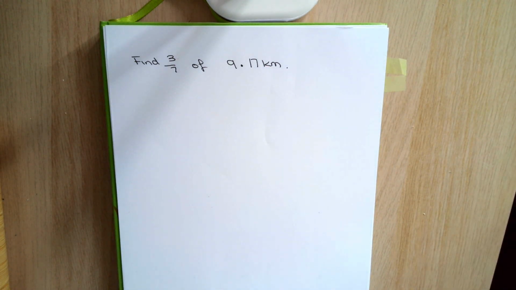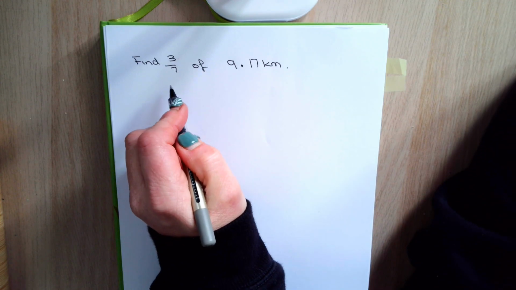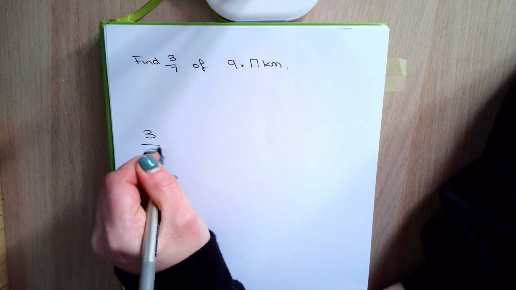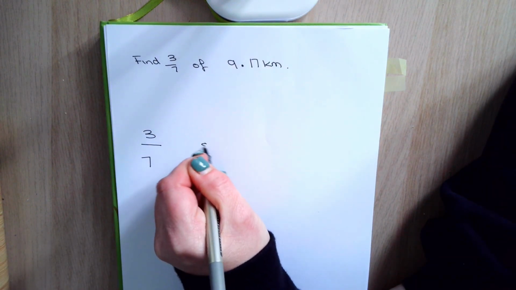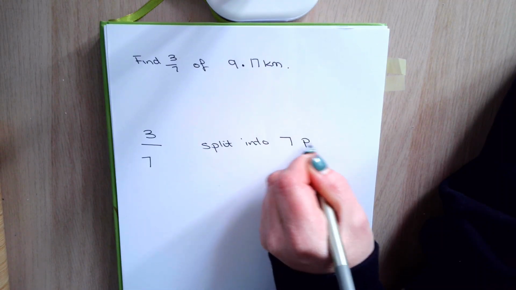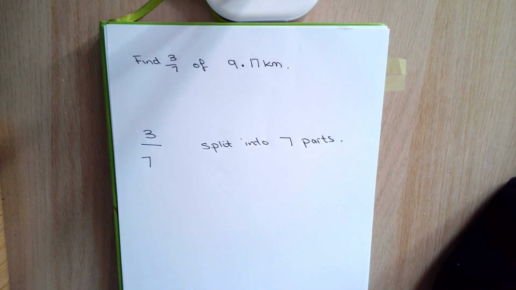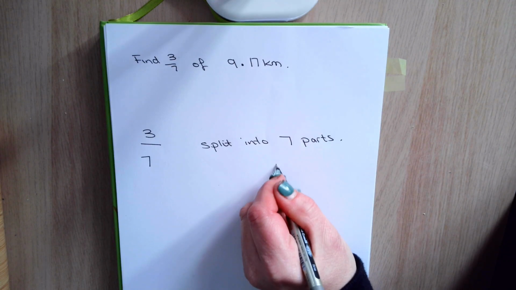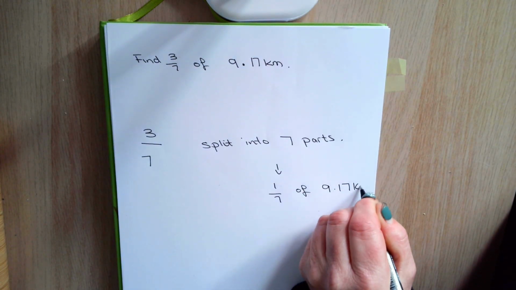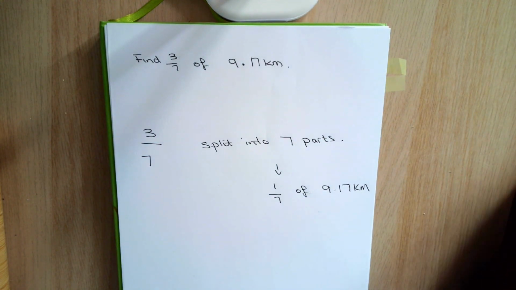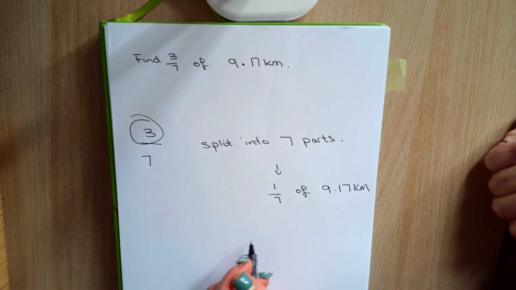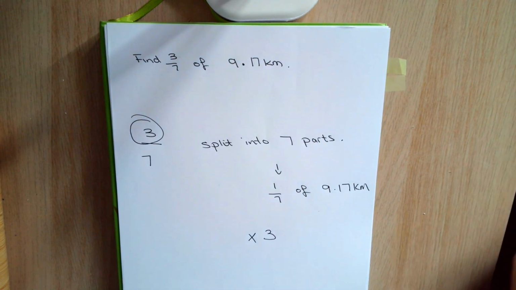So, first of all, we're going to look at what does 3/7 mean? Well, 3/7 means we split something into 7 parts. Okay? And that will give you 1/7. Okay? And then we want 3 of them. So whatever that answer is, we're then going to multiply it by 3.